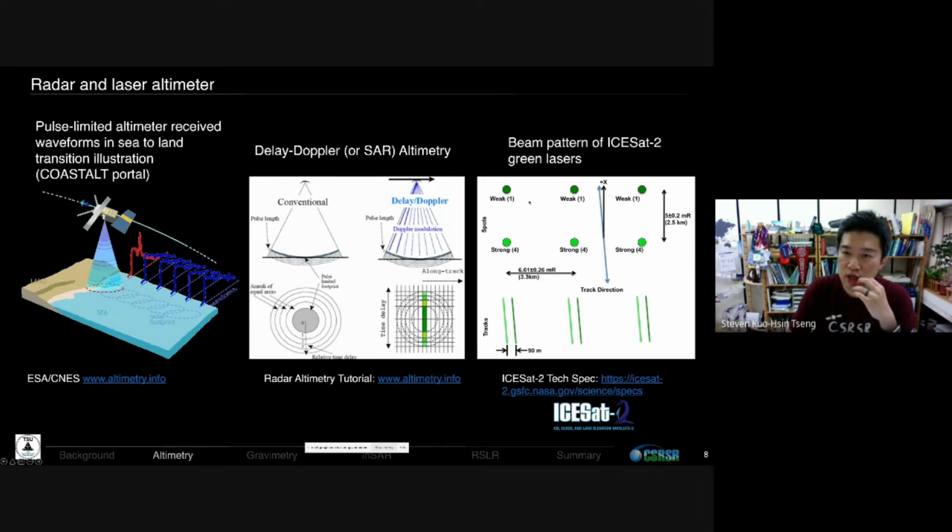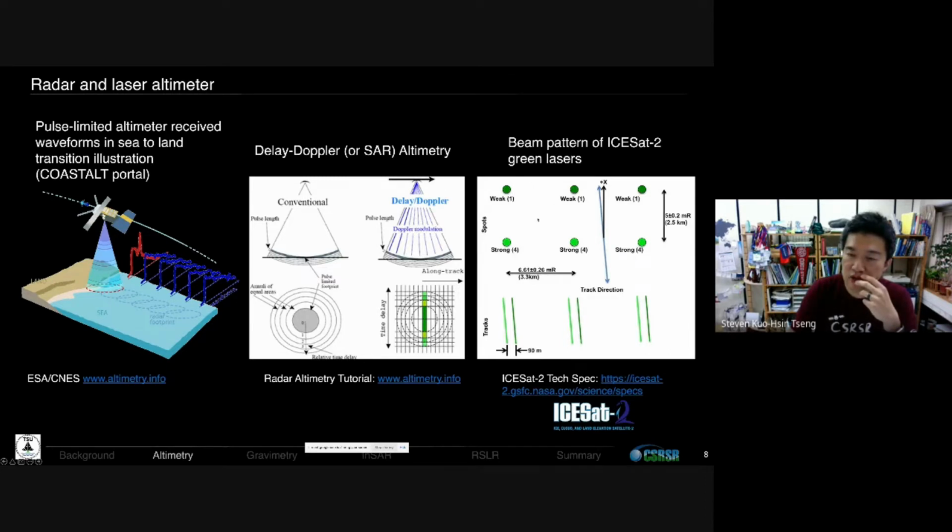And the newest one is the so-called laser altimeter. The laser altimeter one is ICESat, and now we have ICESat-2. It uses a green beam laser, a visible green laser. You can imagine it's sort of like a laser pointer. It keeps sending out the signal to measure the surface like the radar. However, it uses visible green light.